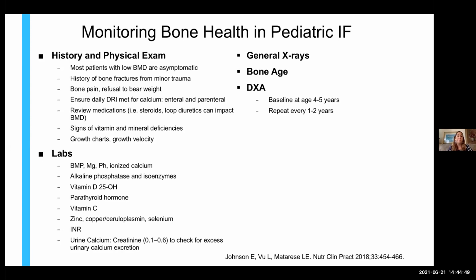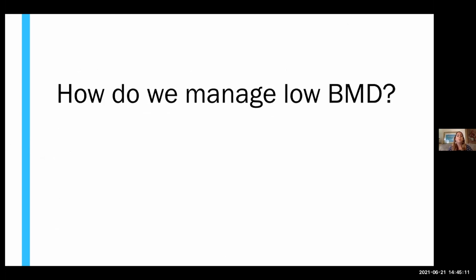So we recommend doing a baseline evaluation at age 4 to 5, and then repeating it every 1 to 2 years. You want to make sure that these DEXA scans are being read by an endocrinologist that can give you interpretation with Z-scores. In some centers that just have a radiologist, they're not going to give you a Z-score, and then you're not going to be able to interpret those DEXA scans. And how do we manage low bone mineral density?